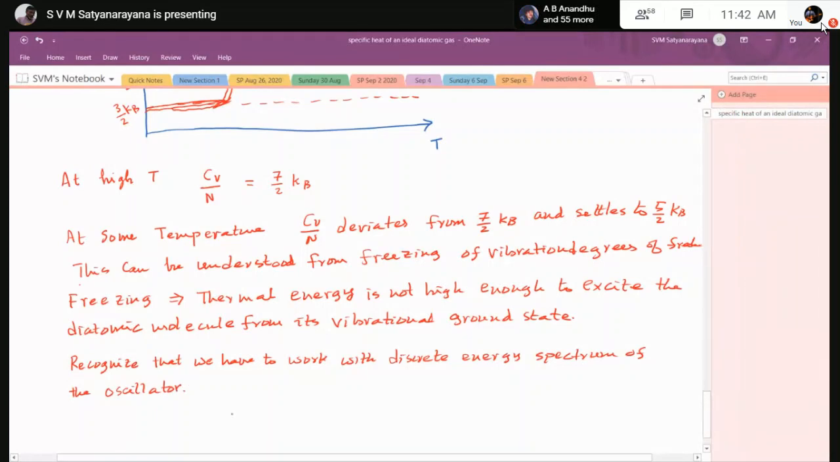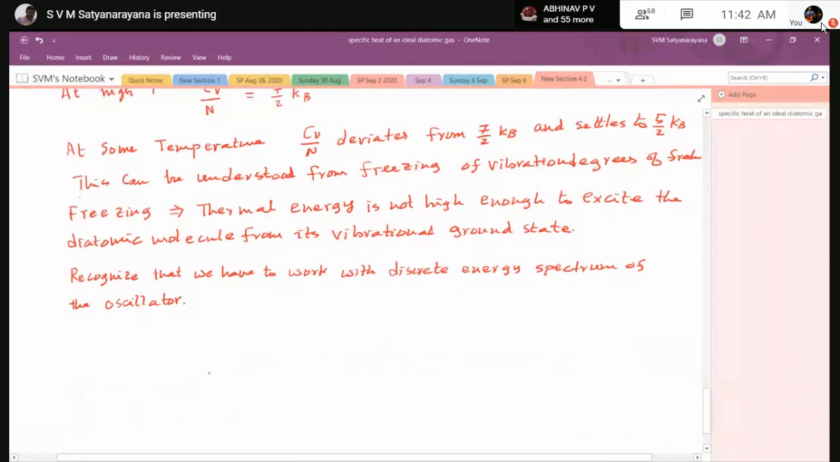And so we know that the oscillator has energies E_n equal to (n plus half) times h bar omega. And so what will be your vibrational partition function, which I earlier did in a different way, is now written as the sum over n equal to 0 to infinity of e to the minus beta h bar omega into (n plus half).